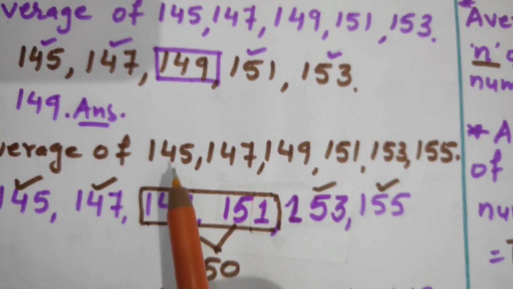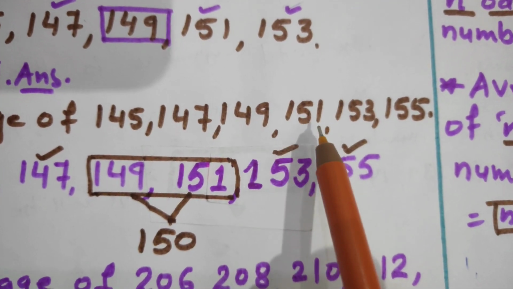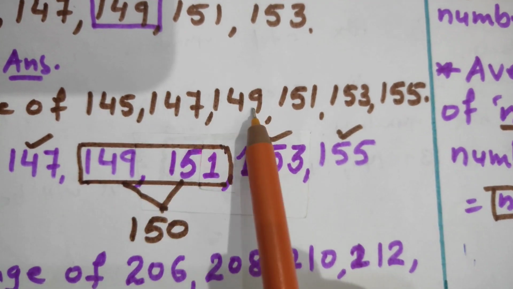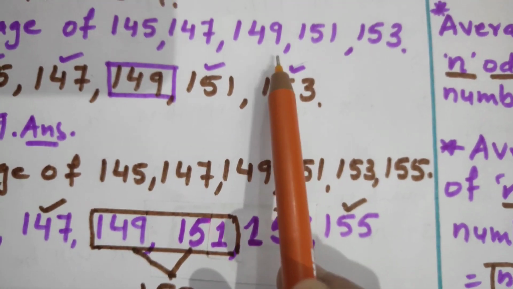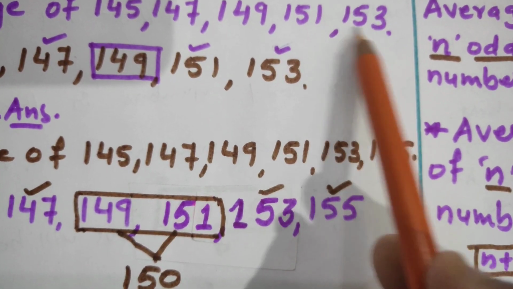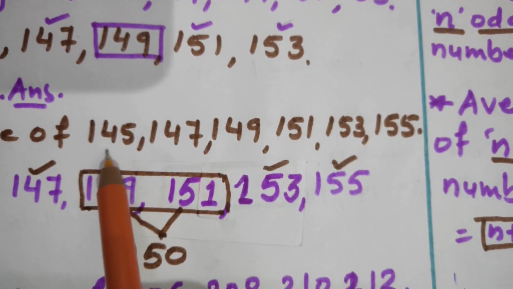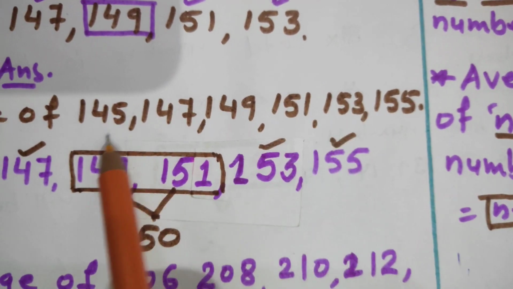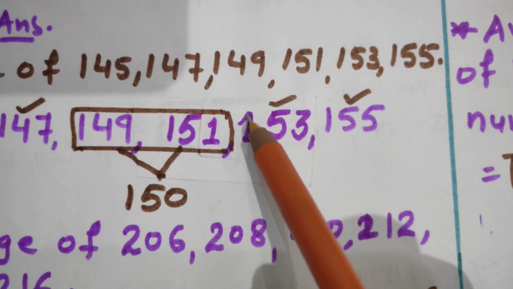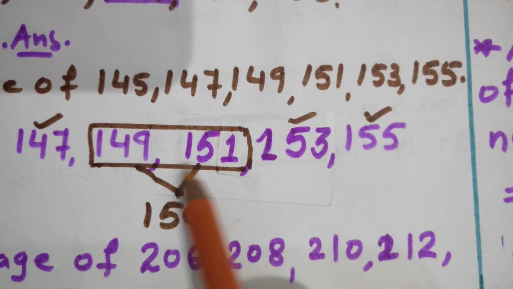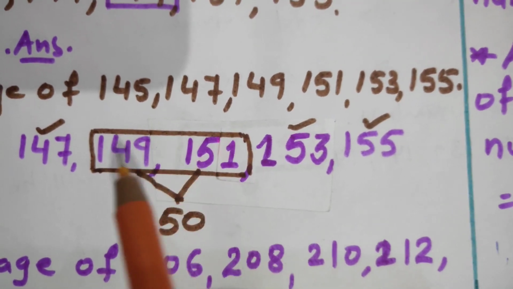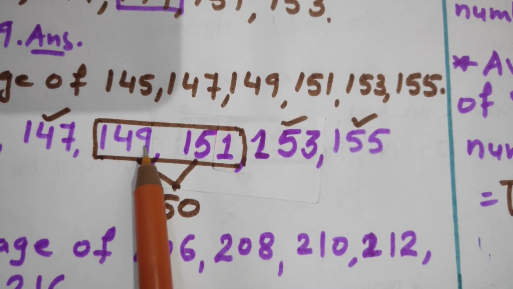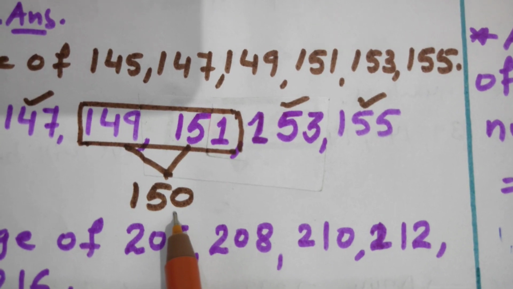Now here average of 145, 147, 149, 151, 153 and 155. All are odd numbers, but the only difference from the above one is that here there were 5 odd numbers, and here they are 6. 1, 2, 3, 4, 5, 6. So if there are 6 numbers, what will happen? 2 are kept on this side, 2 here, and 2 are left over there, right? So what is the average of this? Middle of these 2 numbers, and middle of 149 and 151 is 150. Correct?